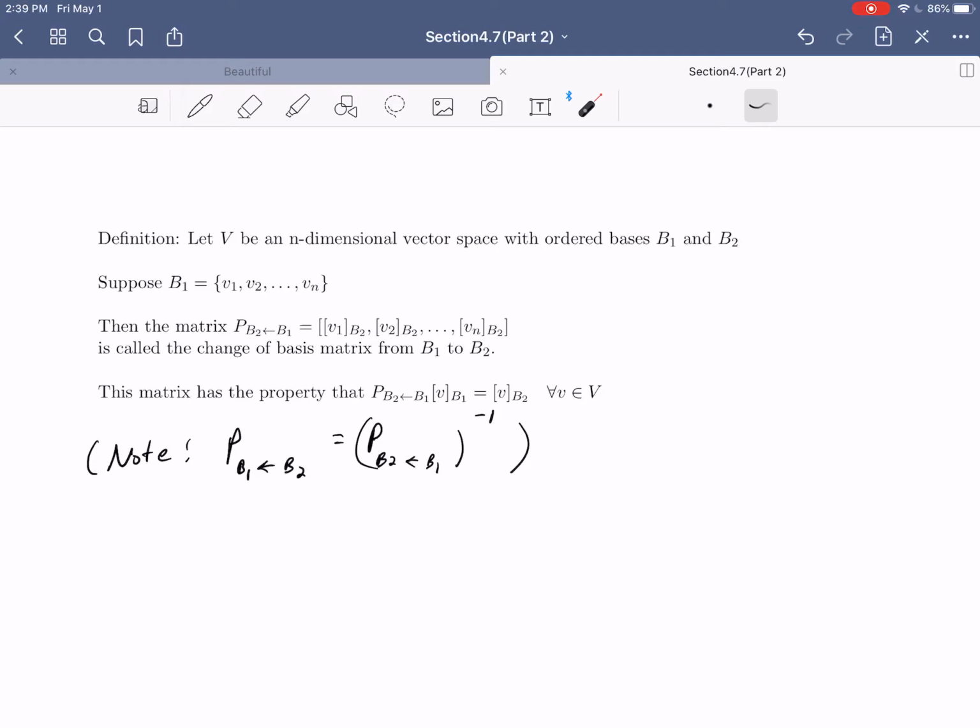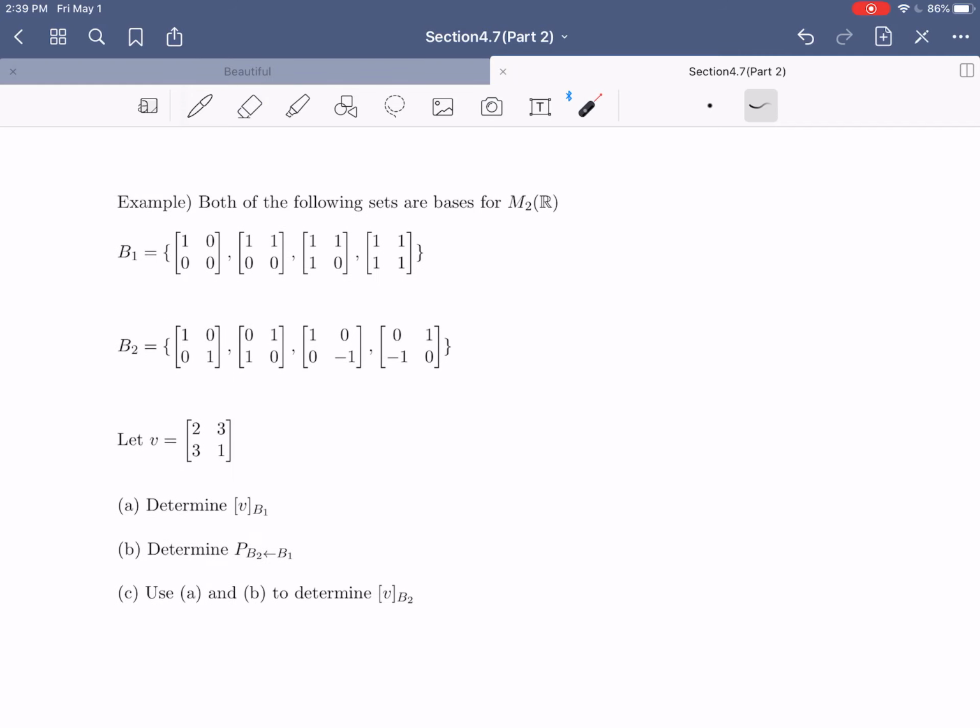So, since we're not going to go too far into the details here, let's take a look at an example of taking a space that has a couple different bases, representing a vector in terms of one of those bases, then building the change of basis matrix, and then confirming that the change of basis matrix actually does what it claims to do, which is get the component form in the other basis. So let's go ahead and do that. So here's our example.